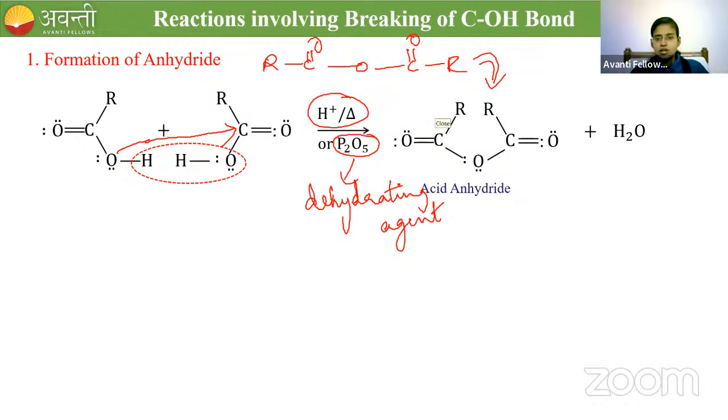H2SO4 can also be used, but P2O5 is more appropriate. Clear? So in one of the molecules, the CO bond is getting broken. Then here, the esterification, you see.